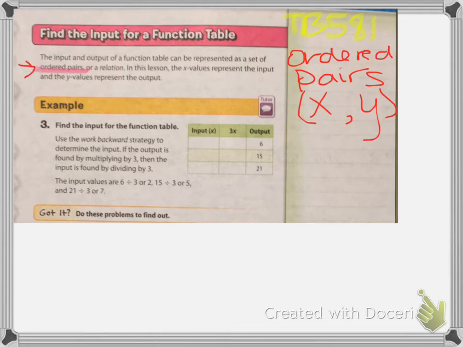In this lesson, the x value represents the input and the y value represents the output. Okay, so this is the x value and this is the y value. And again, this is the function rule. All right, so let's go ahead and look at example 3. It says find the input for the function table. Use the backward strategy, or the work backward strategy.